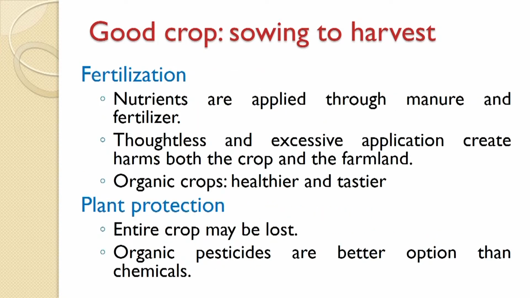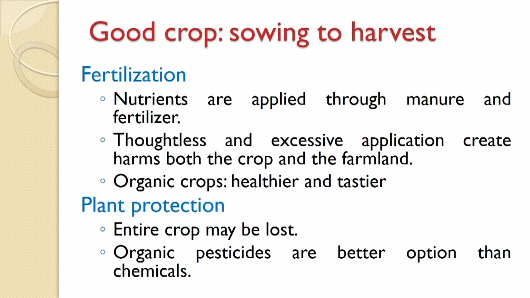After that, there is fertilization. Actually, plants are very much like human beings. They also need various types of nutrients and water for their growth and development. Many times, the soil where a plant is grown may not contain a sufficient amount of nutrients to support our plant. So in that case, these nutrients must be applied from an external, or we can say artificial, source, and this artificial source may be manure as well as fertilizer.